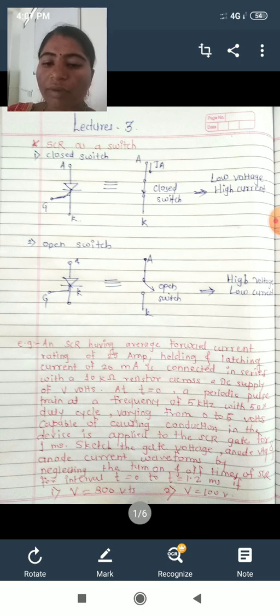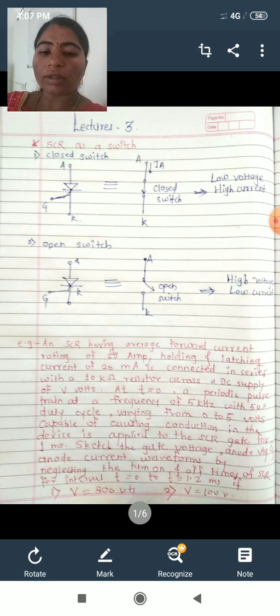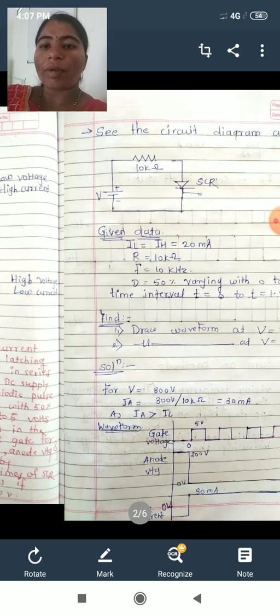For the interval t equal to 0 to t equal to 1.2 millisecond, if V is equal to 300 volts and V is equal to 100 volts. This is the problem statement.